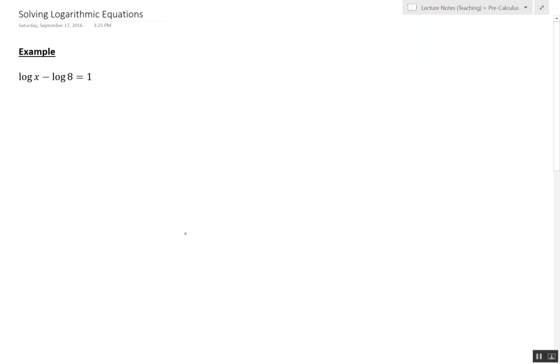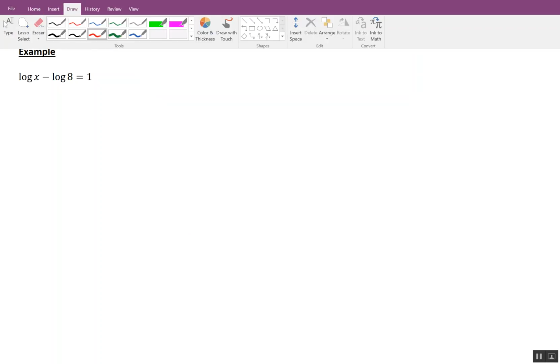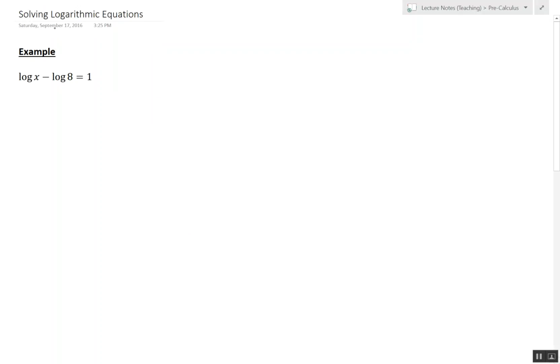We are now going to talk about solving logarithmic equations. These are not terribly difficult once you know the properties that we saw a couple videos back. The idea is, if each side of the equation has a log in it, you want to isolate that logarithm. So in this case we have log x minus log 8 equals 1.